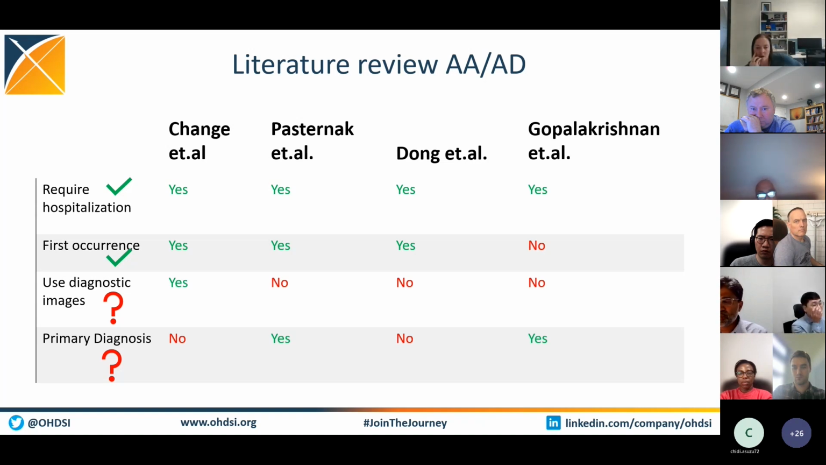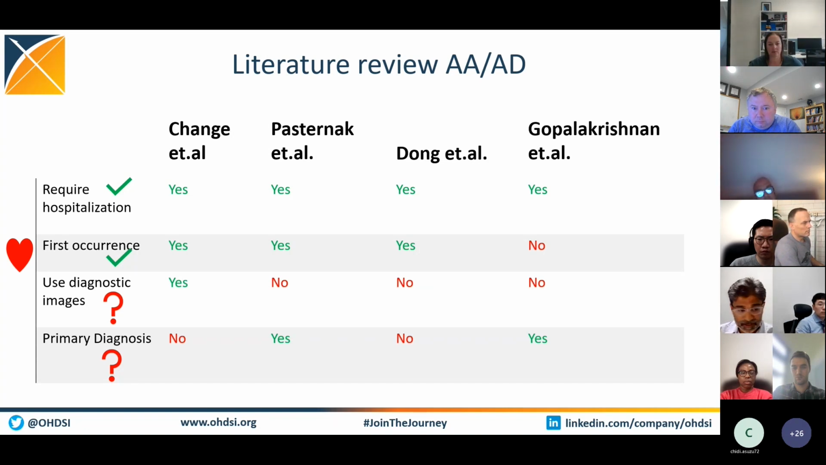The use of diagnostic images. Only 1 of the studies has used diagnostic images. So maybe we should use diagnostic images, maybe not. It's up in the air. Majority have not used diagnostic images. Primary diagnosis: this is a flip of the coin. 2 out of 4 have not used it, and 2 of the 4 have used it. So maybe we should think about it. Why did that happen?